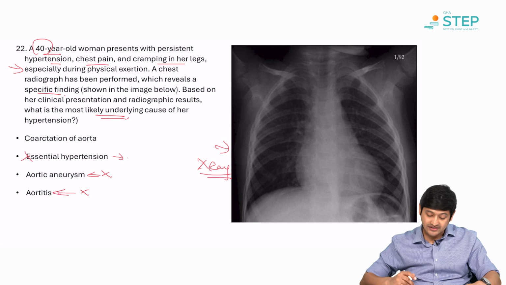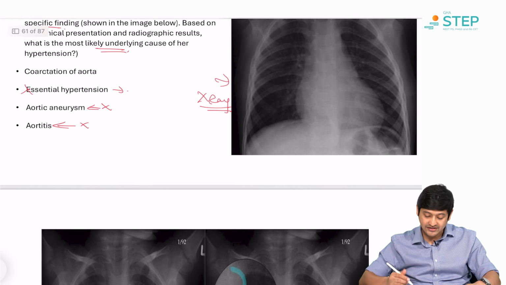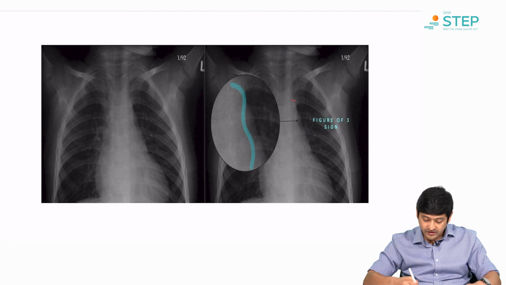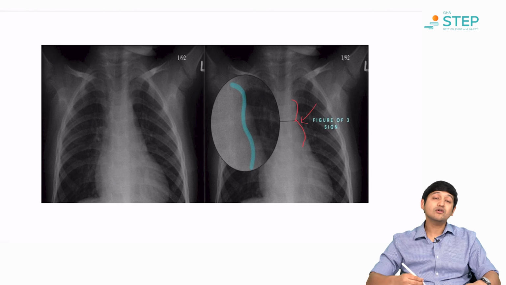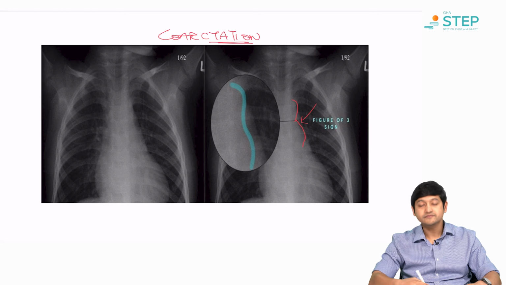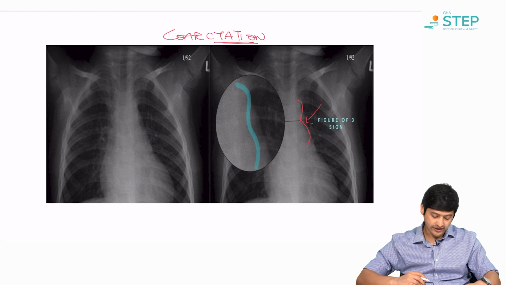What we are looking at is a coarctation of the aorta. So the same X-ray given to you here is represented over here. What you see is a figure of 3 sign, all right. So there is an indentation indicating the point of stenosis or coarctation of the aorta. So what you're looking at here is coarctation of the aorta, all right. That's your answer in this particular case.